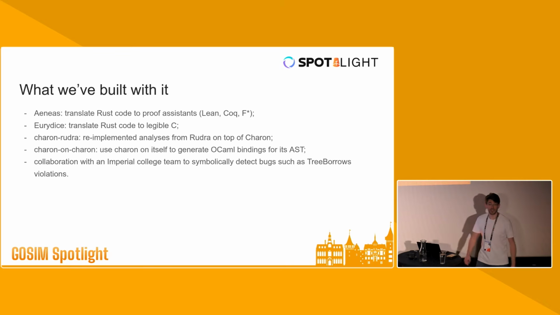Charon on Charon: I actually used Charon on itself to list all the Rust types, so then I can translate them into OCaml for the OCaml bindings. That works super well. Charon is a decent tool for reflection. Once it's stabilized enough, I think it might replace rustdoc JSON for some things. I hope it doesn't, but I know people will use it. And the final one is a collaboration with an Imperial College team to do some symbolic execution of code to detect some UB in a clever manner. And they're pretty happy with it, as far as I've heard.